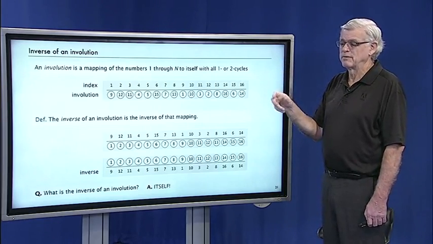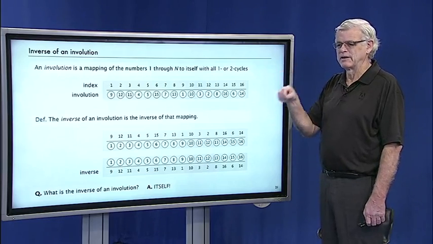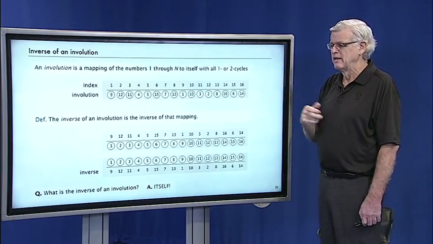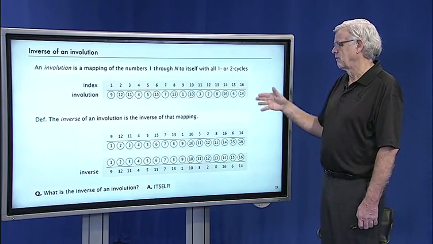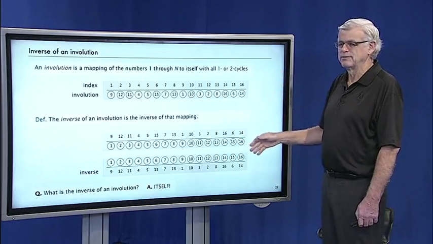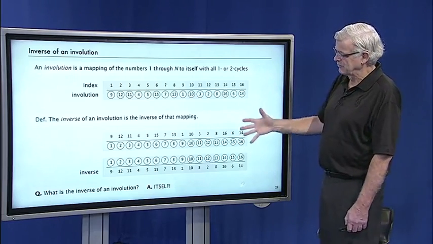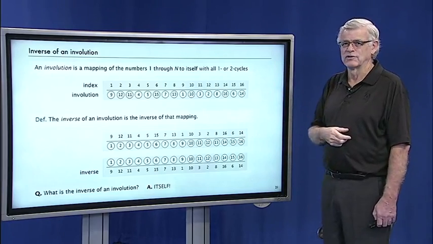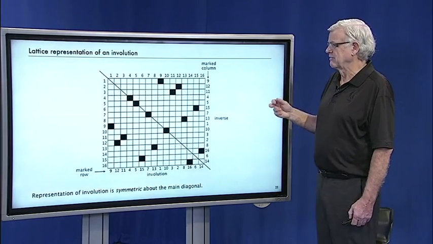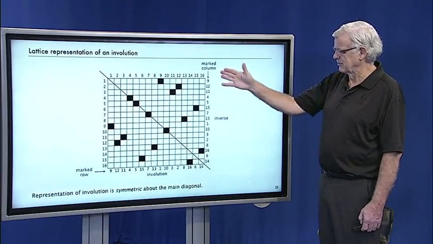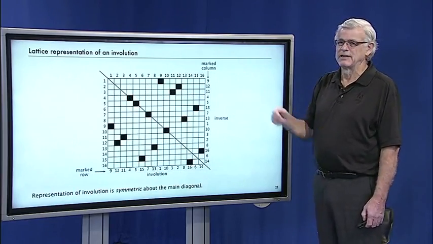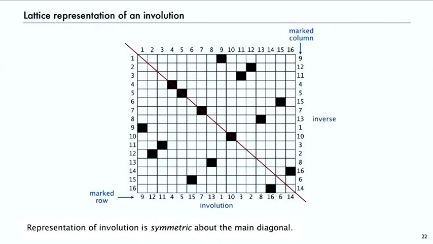So if you have a 2-cycle, you move one step and then another step, you get back to where you were. If you have a 1-cycle, you just stay where you were. So always with 2 steps, you're going to get back to the same place. So that's why involutions are significant. In the lattice representation, the 1-cycles correspond to elements that are on the diagonal, and then the 2-cycles have to be symmetric: 1 goes to 9, 9 goes to 1.